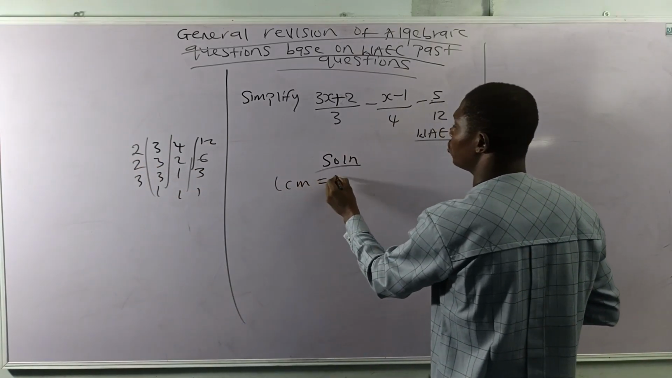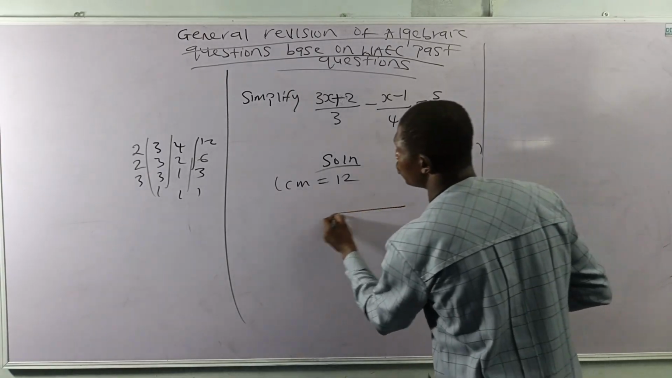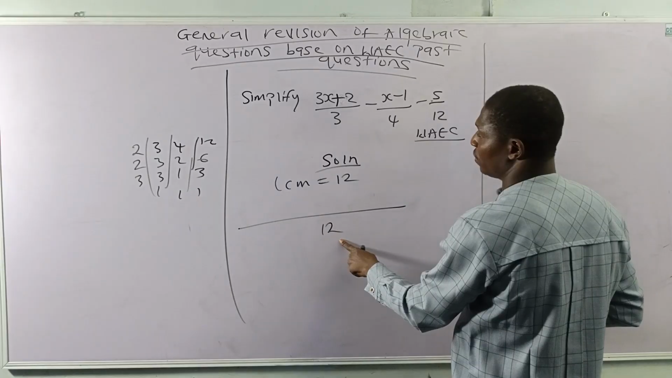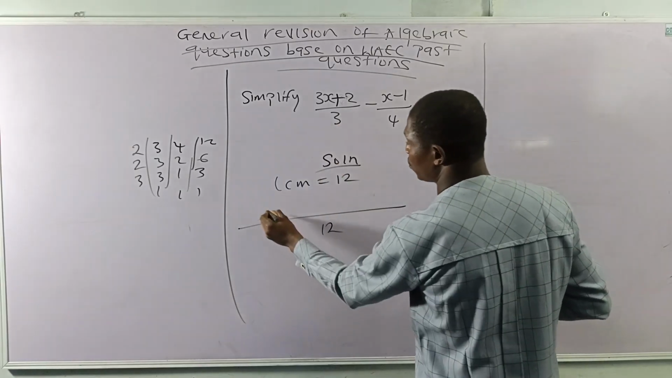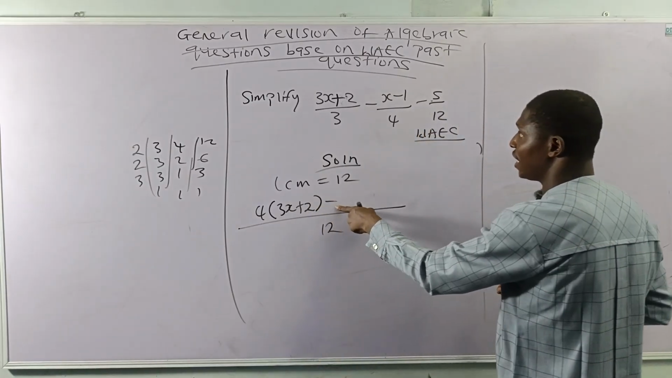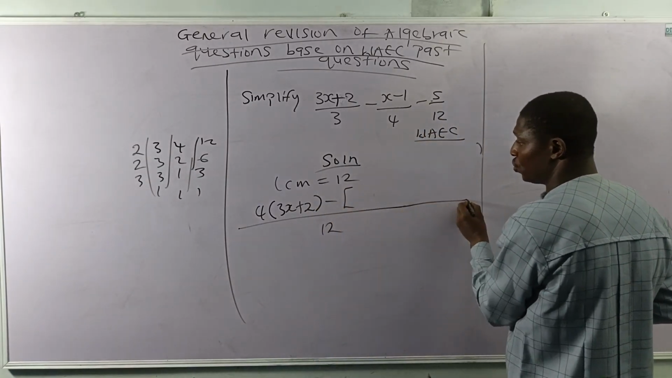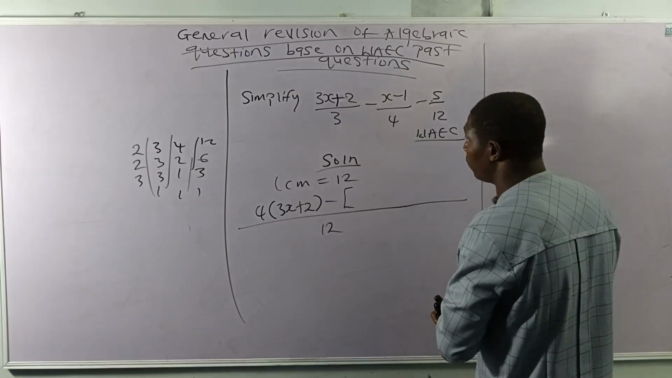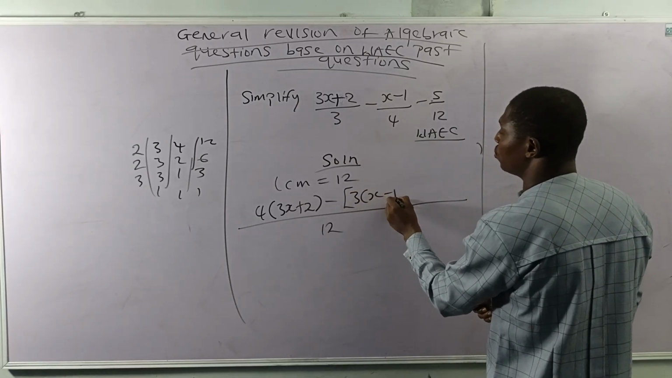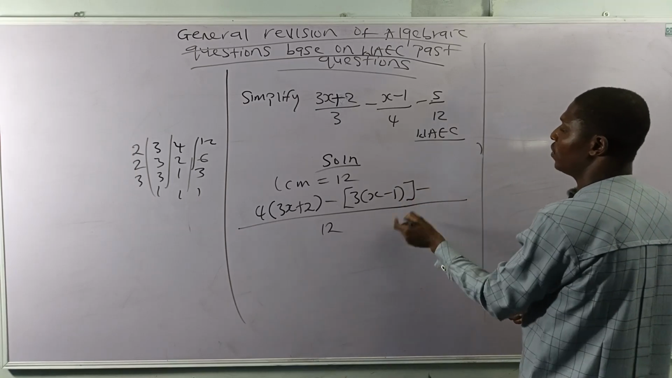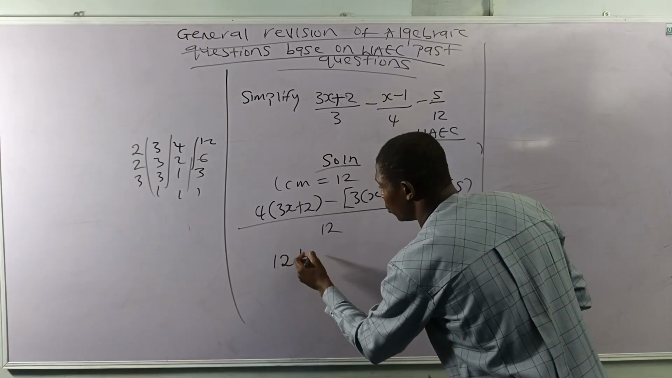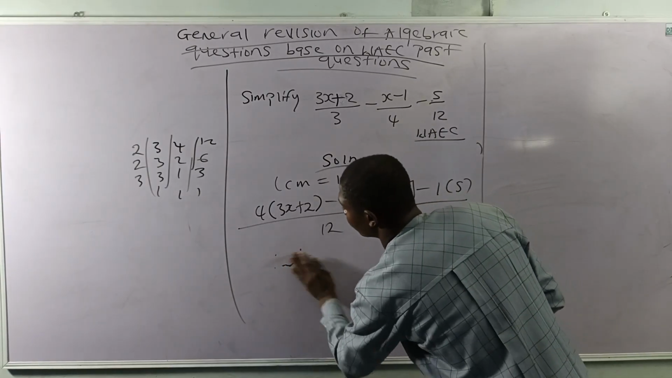So LCM is equal to 12. Now if this is 12, 4 into 12 is what? 12 divided by 3 is 4. So I have 4 brackets, 3x plus 2. Minus, since I have a negative sign, I'll use a square bracket. Take note. Always do that when there's a negative sign in front of a bracket. 12 divided by 4 is 3. So I have 3 bracket, x minus 1. Close bracket, minus 12 into 12, 1 bracket 5. 4 times 3 is 12, plus 12x.